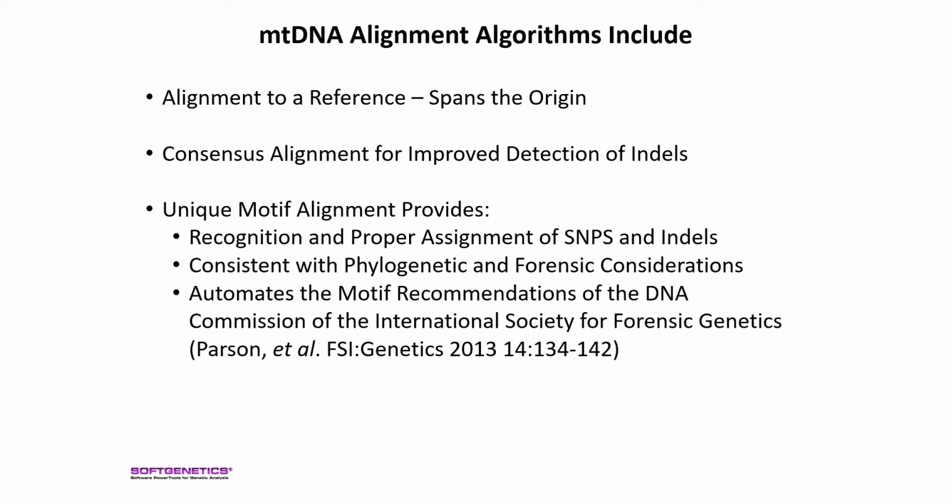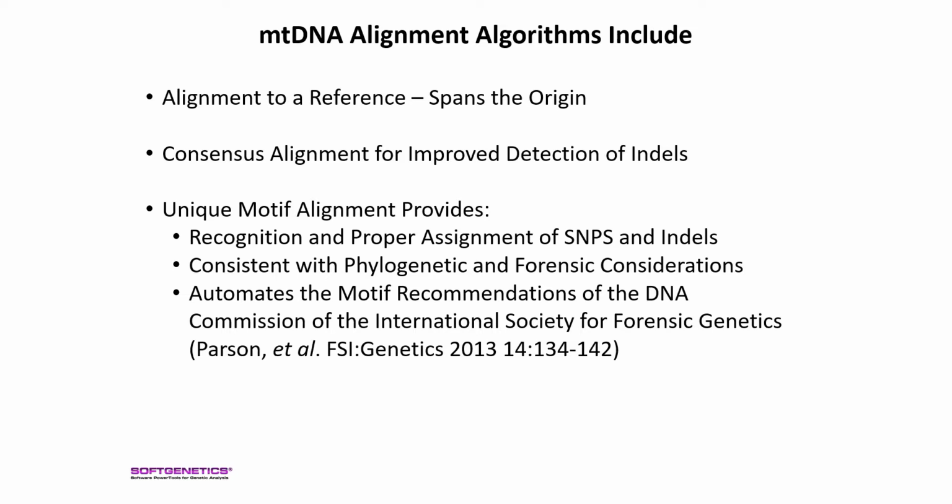GeneMarker HTS offers multiple mitochondrial DNA alignment options, including alignment to the reference. The revised Cambridge reference sequence is the preloaded reference sequence, or you may opt to import a custom reference. In either instance, the alignment will span the origin. Consensus alignment can be used for improved detection of indels. And GeneMarker HTS also has a unique motif alignment, which provides recognition and proper assignment of SNPs and indels that is consistent with phylogenetic and forensic considerations.